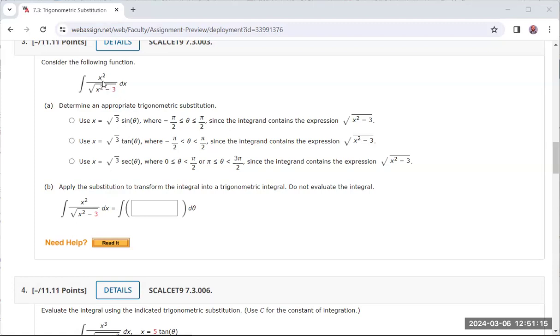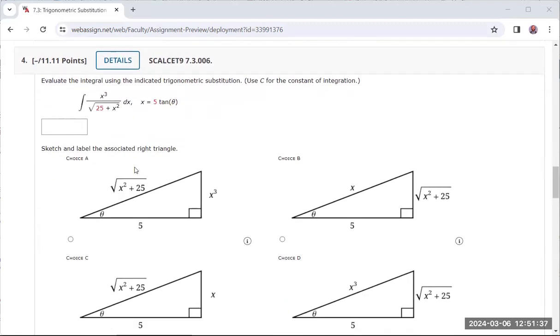Upstairs, we would have 3 secant squared. Downstairs, we'd have 3 secant squared minus 3 inside a square root. Don't forget the dx. Differentiate both sides of x equals square root 3 secant theta. You get dx equals square root 3 secant theta tangent theta, because the derivative of secant is secant tangent. And yep, the d theta is already in there, so that would be good to go.